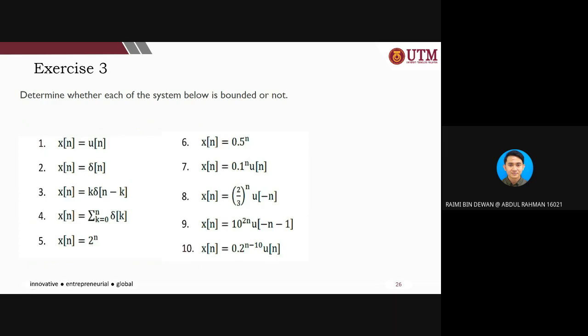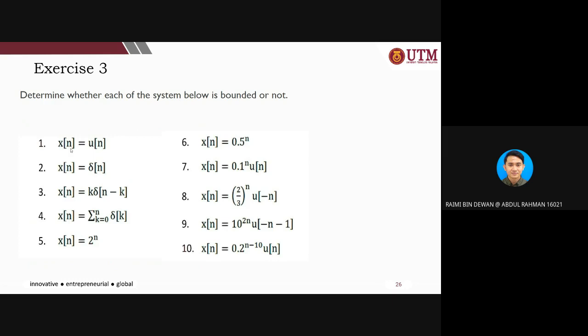So this is the exercise. Please try it. I cannot know whether you try or not, so you need to be honest with yourself. Try this for your own good, to be prepared for the coming quiz, test and final. Determine whether the system is bounded or not bounded. For example, x[n] equals u[n], the unit step function. You know u[n] is continuous until infinity.